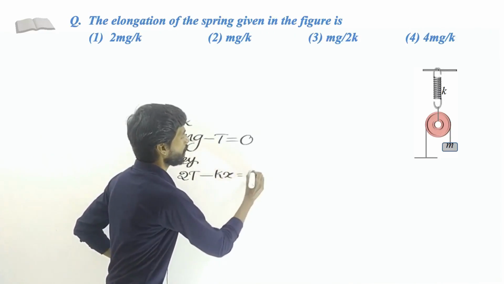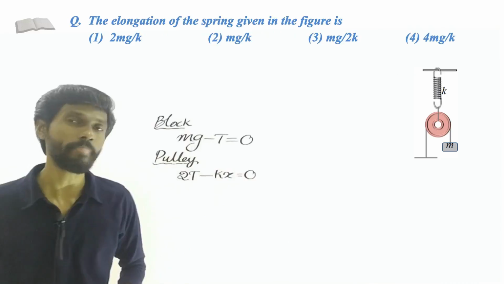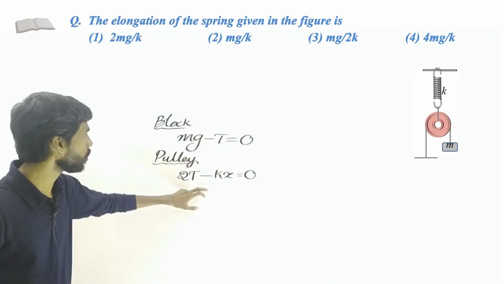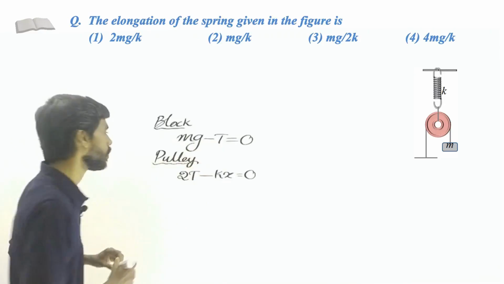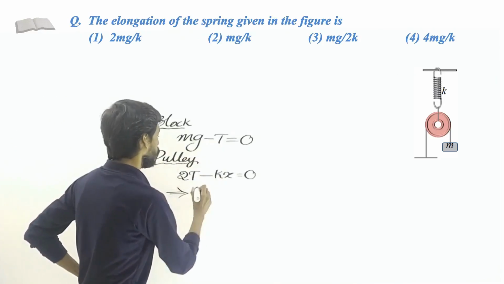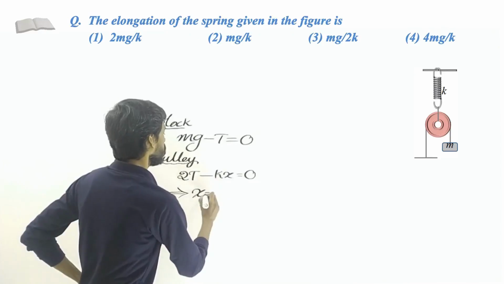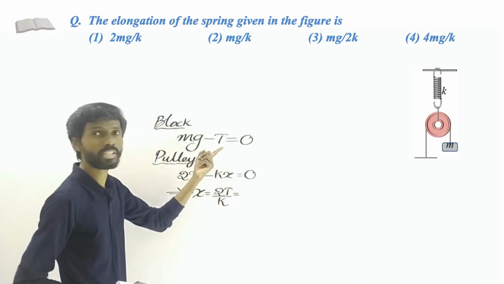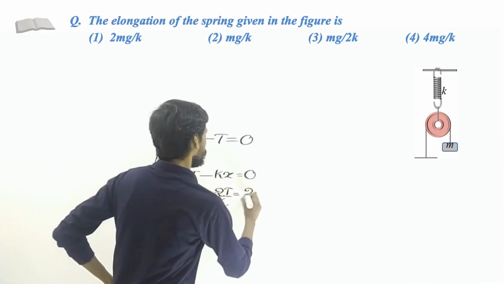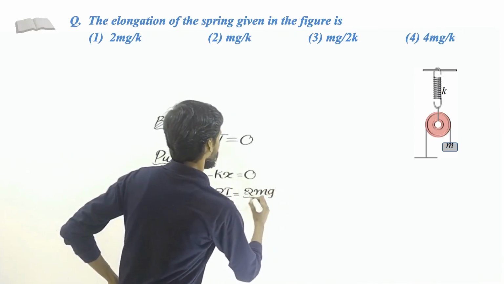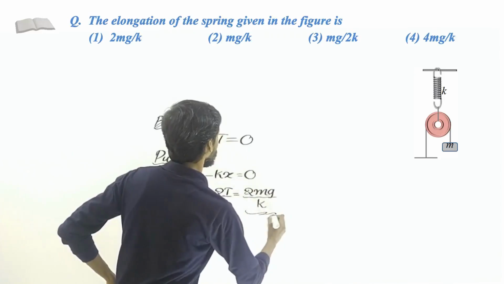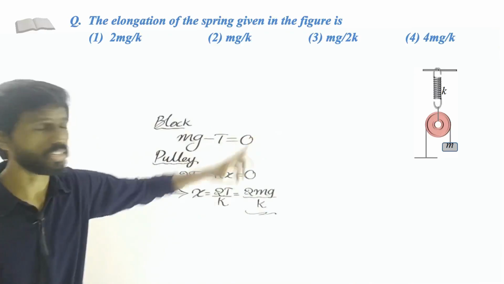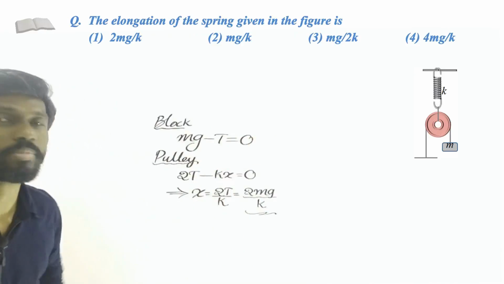So that must be equal to 0, because again it is in equilibrium, or the mass of the pulley is anyway 0. So 2T minus kx is 0. Now that's all. Substitute T here, you will get the required answer. So x equals 2T divided by k, but T is already known. T is mg. So 2mg divided by k. So that is the required extension, right? The elongation of the spring. So that is the answer, 2mg divided by k.